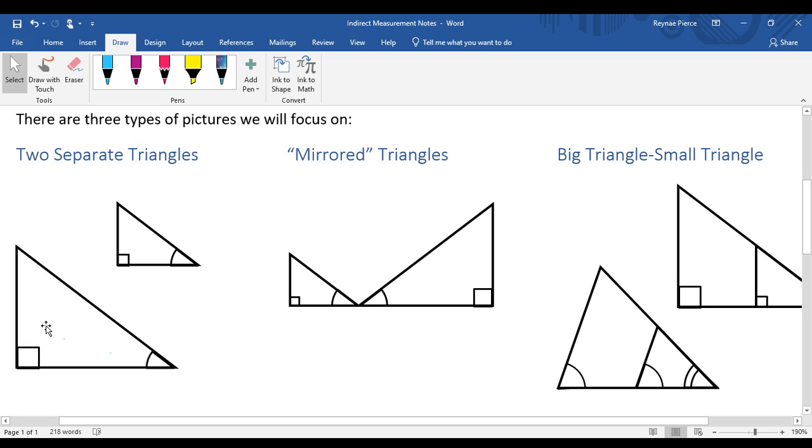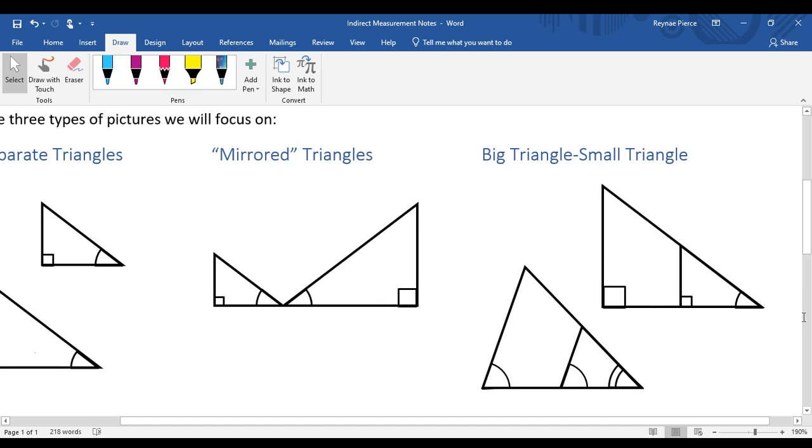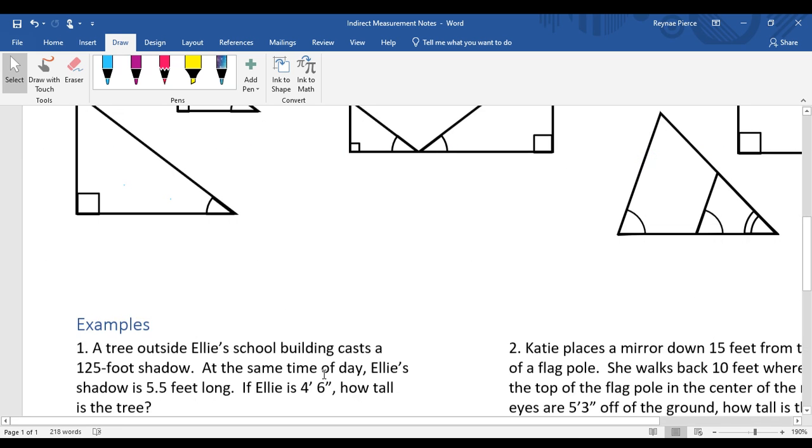Okay, where we've got two objects that are completely independent of one another. And we'll do a couple examples of these here. Two triangles that are mirrored. Okay, and then here where we've got a big triangle, and then a smaller triangle inside that big triangle. Okay, so we're gonna do 4 examples.